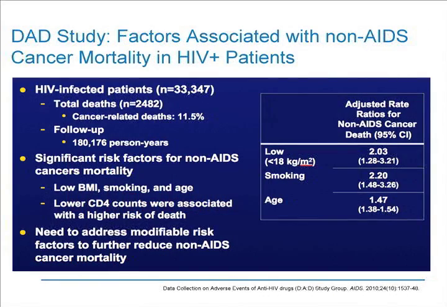From the DAD study, they looked at what were the risk factors for mortality from non-AIDS cancers in their cohort, and a low body weight, smoking, and increased age, not surprisingly, were associated with non-AIDS cancer deaths. And once again, a lower CD4 count was associated with a higher risk of death. Again, indirect evidence that starting therapy before the CD4 count falls might blunt risk as time goes on for non-AIDS HIV-related cancer deaths.